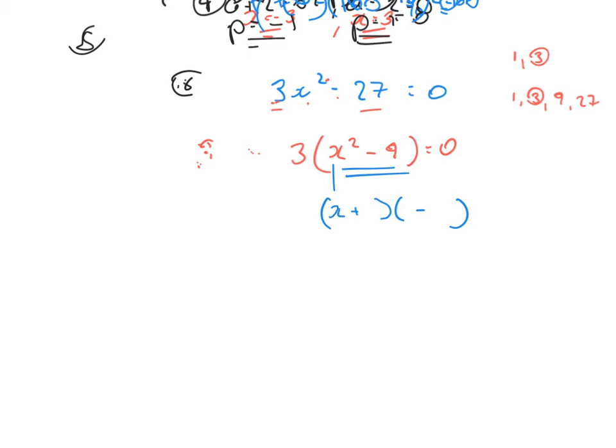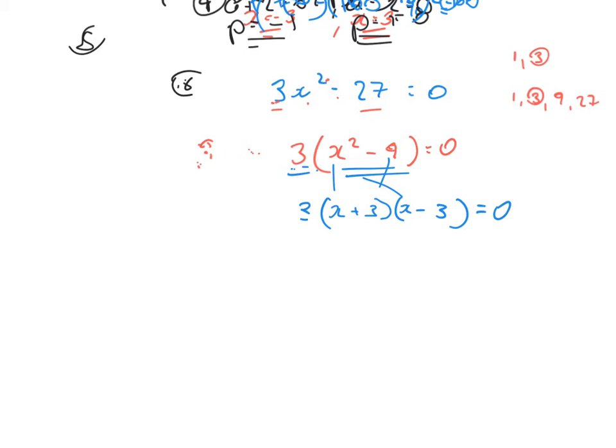The square root of x squared is x, and the square root of 9 is 3. But you can't forget that there was a 3 at the start. You need to include that as well. Okay. So what we've got now is 3 bracket x plus 3 bracket x minus 3 is equal to 0.